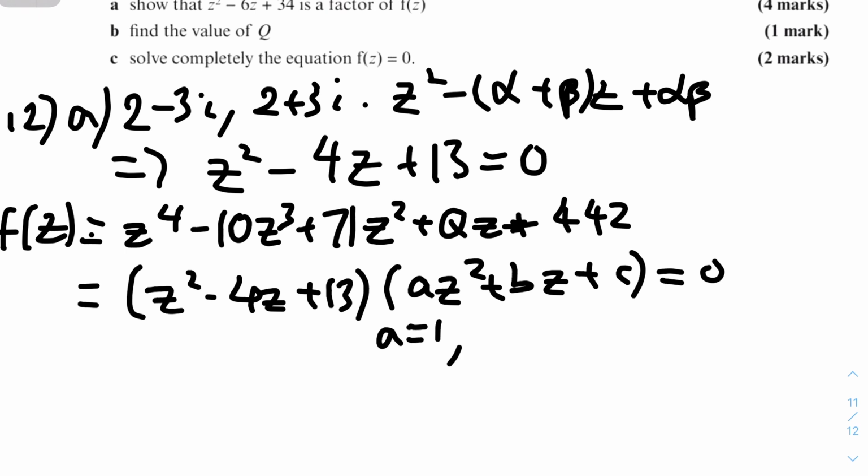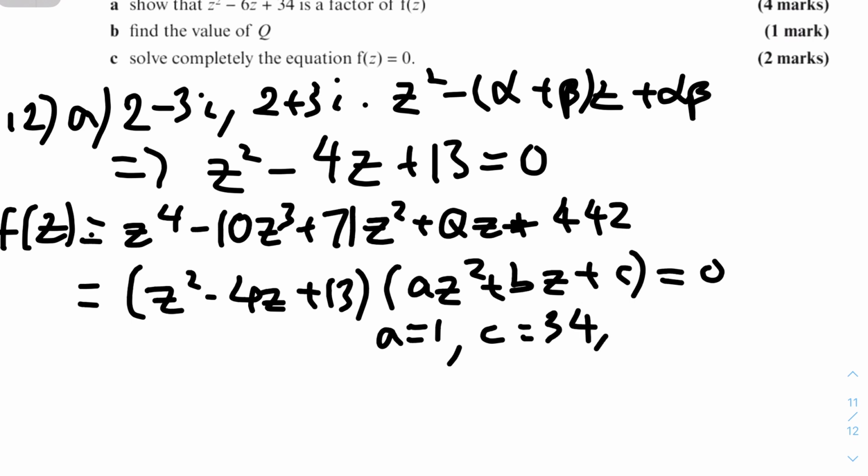And I'll skip b first and let's just do c. c will be equal to 13 times c equals 442. That means c will be equal to 442 divided by 13, which is equal to 34. So c equals 34.